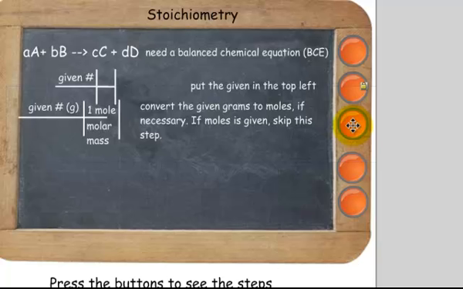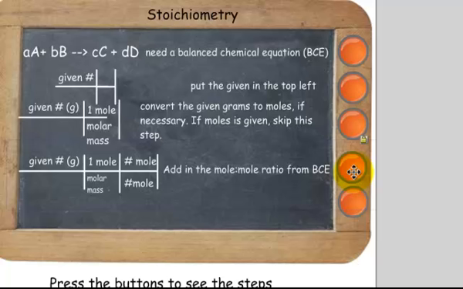The necessary step in any stoichiometry equation is to compare moles of the given to moles of what it is you're trying to get to. So if you are given grams, then your first step is to convert from grams into moles. If you are given moles, you can skip this step altogether. Never go from moles to grams in the first step.